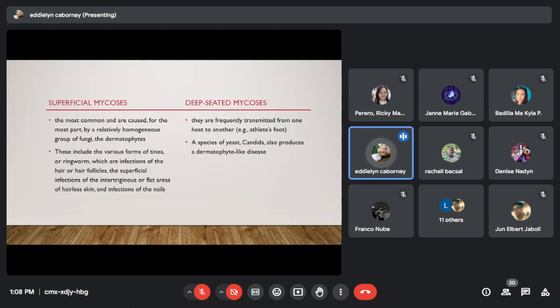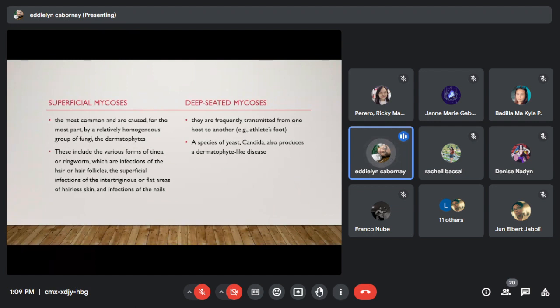Superficial mycosis is the most common and is caused for the most part by a relatively homogeneous group of fungi, the dermatophytes. This includes the various forms of tinea or ringworm, which are infections of the hair or hair follicles, the superficial infections of the intertriginous or flat areas of hairless skin, and infections of the nails. Later, I will show you the different types of tinea infection caused by fungi and their pictures.